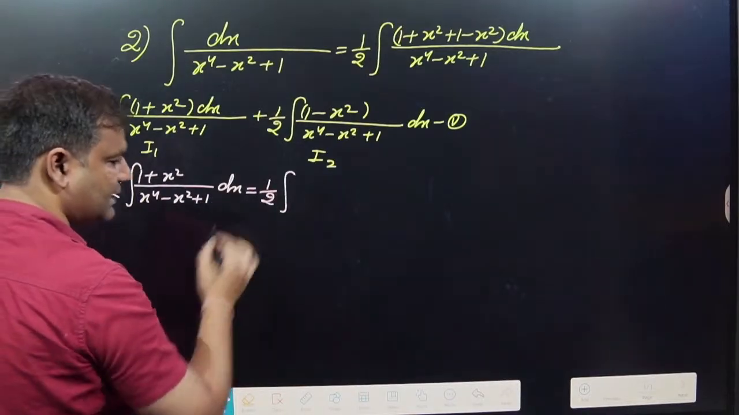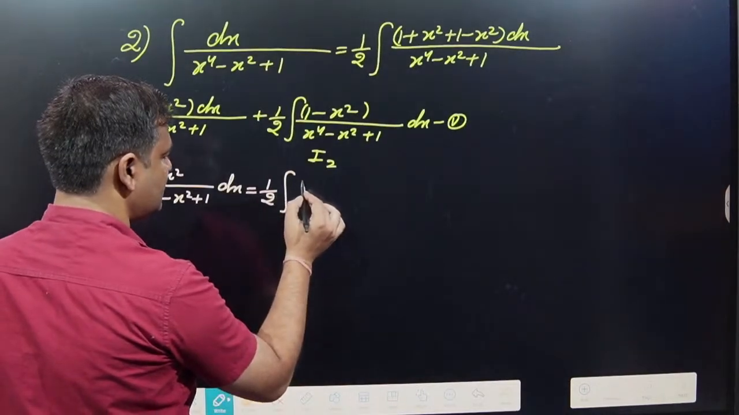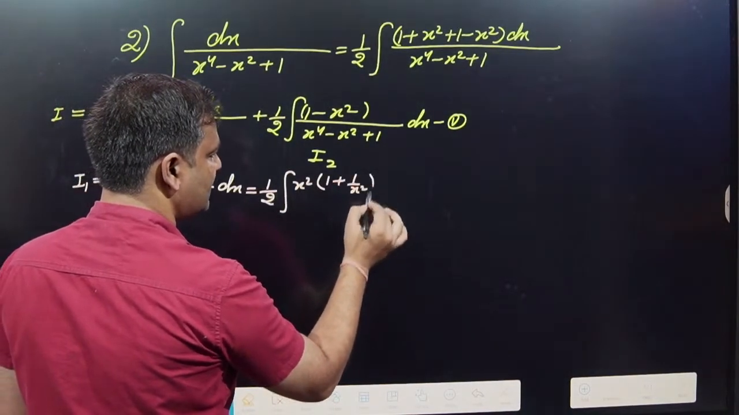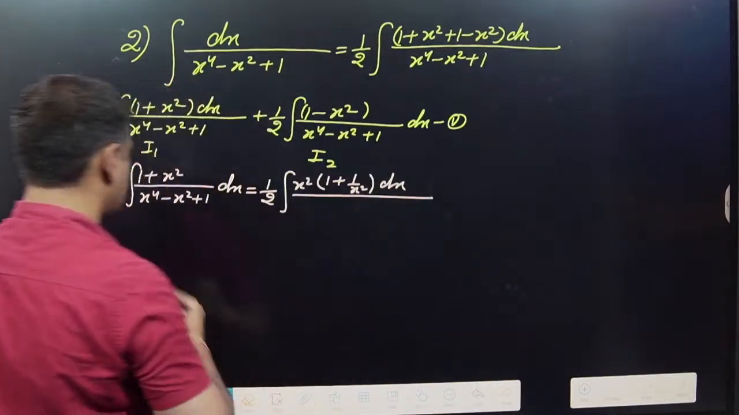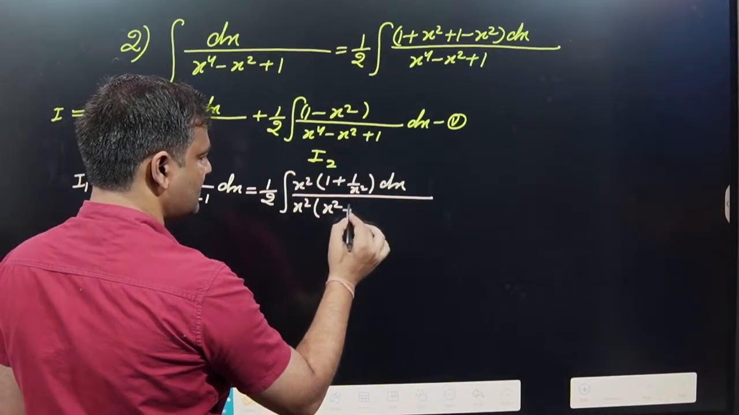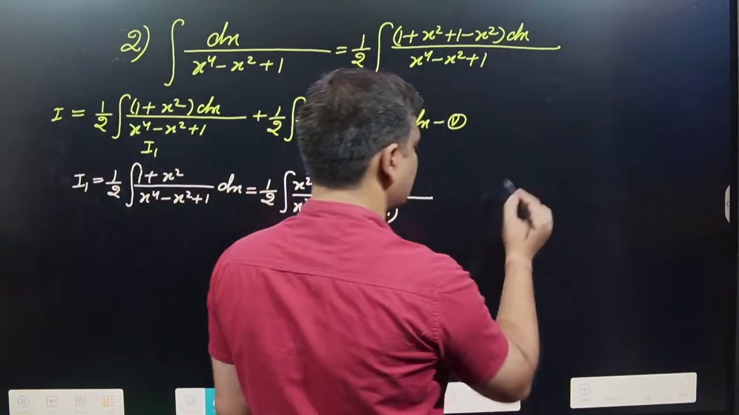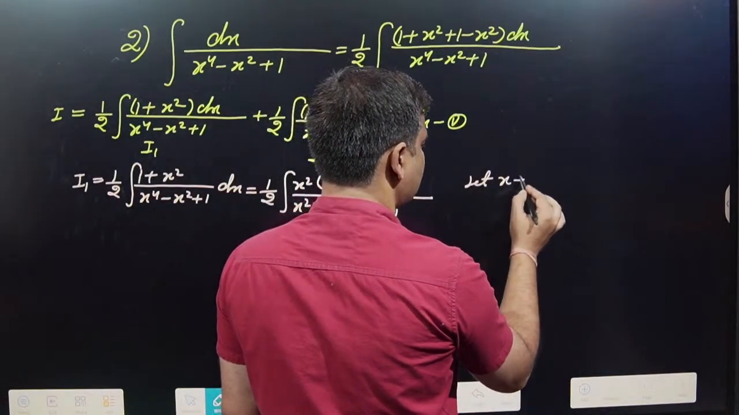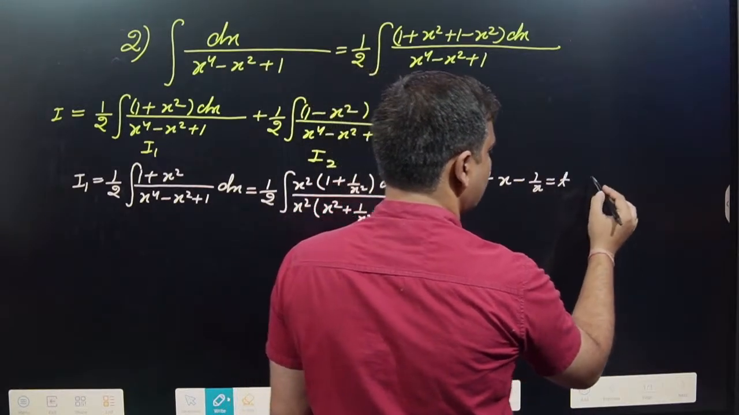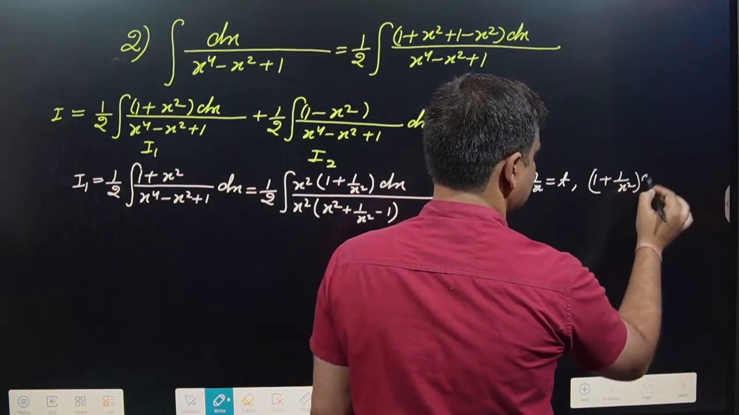If we divide by x square in numerator and denominator, then this is written as 1 plus 1 upon x square dx, and here also taking x square common, x square plus 1 upon x square minus 1. Okay, look here, let x minus 1 upon x be t, then 1 plus 1 upon x square dx is replaced by dt.